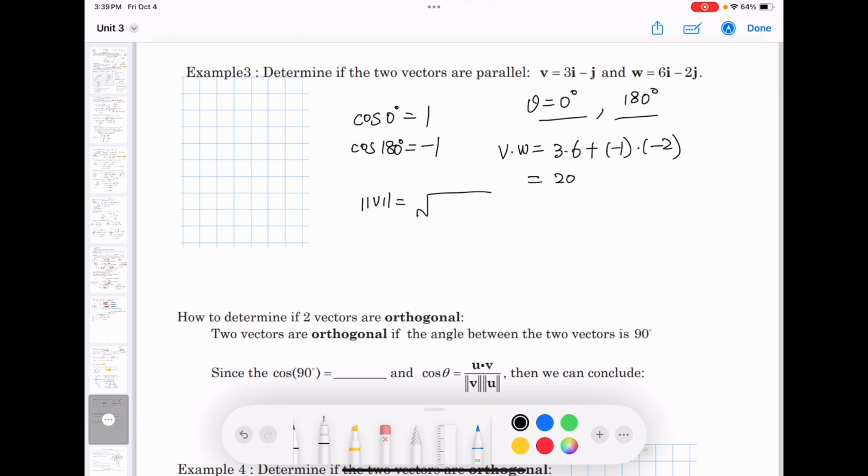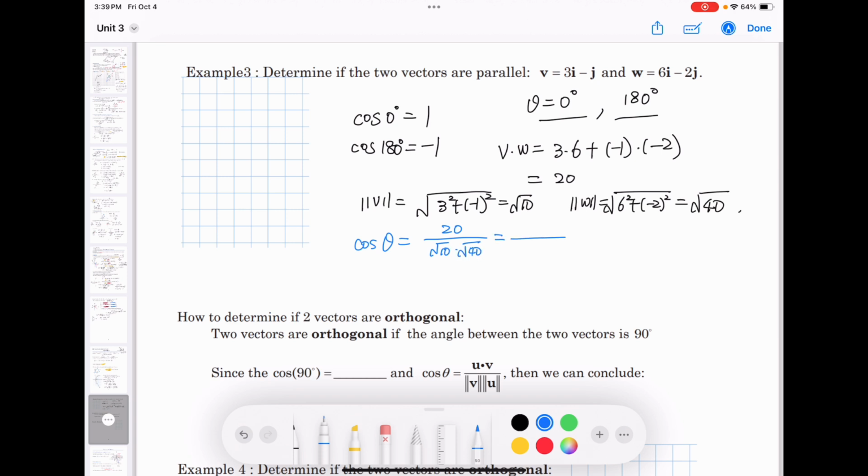Magnitude of v is the square root of 3 squared plus -1 squared, which is the square root of 10. And the magnitude of w is equal to the square root of 6 squared plus -2 squared, which is the square root of 40. So cosine theta is equal to 20 over square root of 10 times square root of 40.